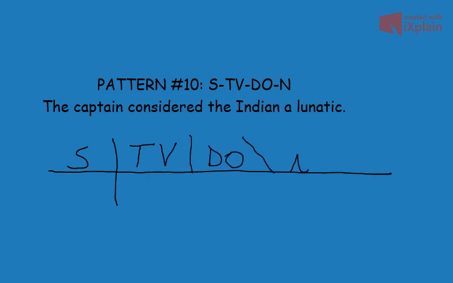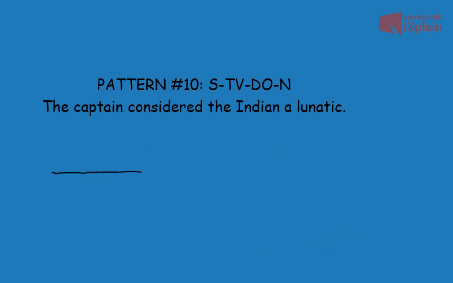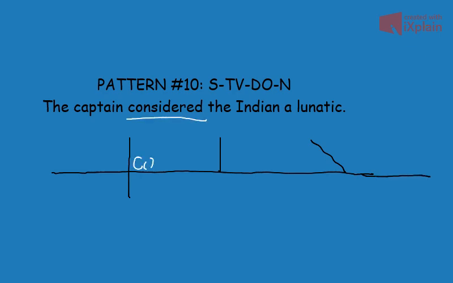When we diagram this, it's just like the diagram for pattern number 9, except instead of an adjective at the end, it's a noun that's complementing the direct object. It's basically renaming the direct object. Notice that I draw the main line first because the main line is never going to change as long as you can figure out the pattern.